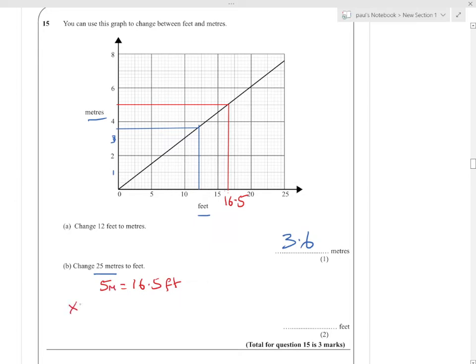So we just multiply that up by 5. So we've got 25 meters. Multiply that number by 5. 16.5 times 5 is 82.5. 82.5 feet.